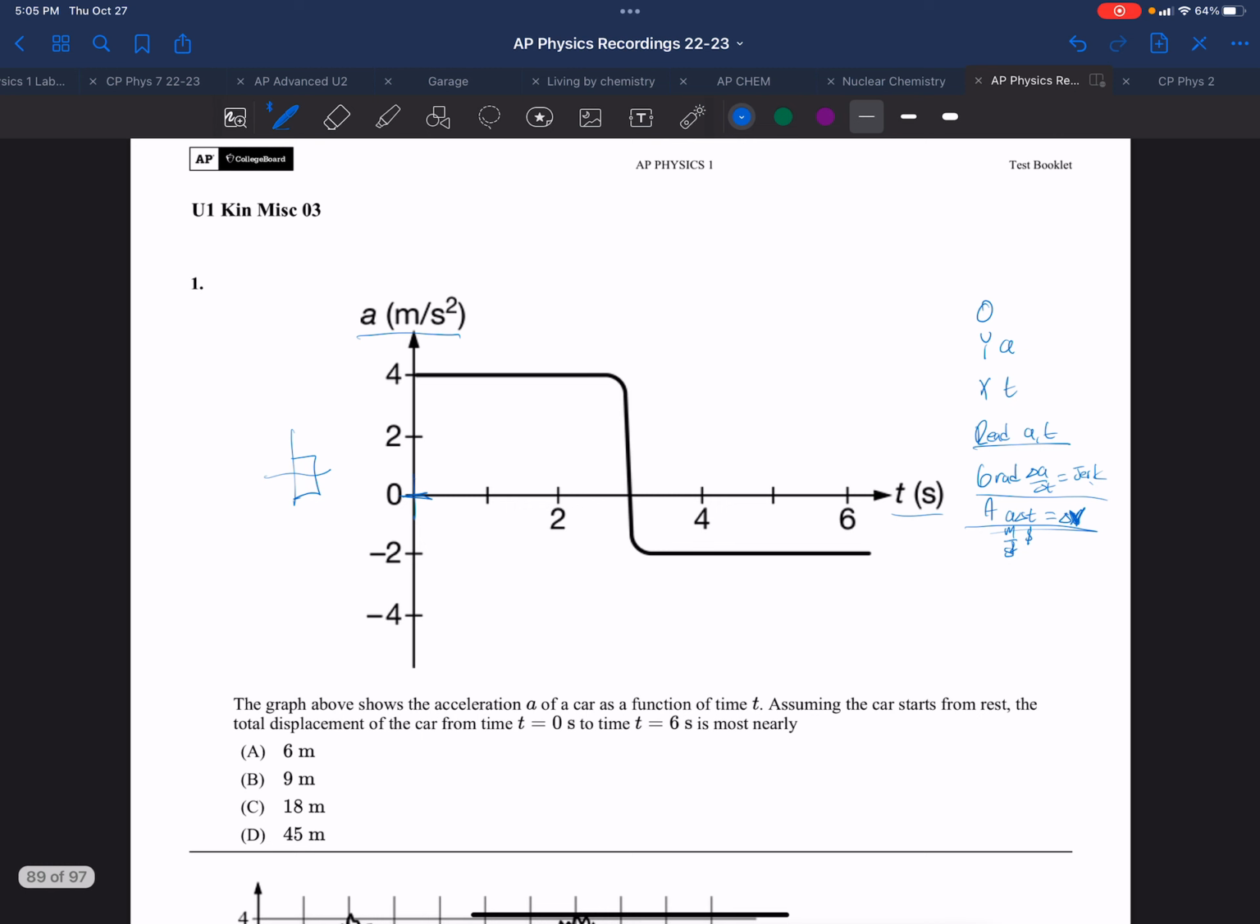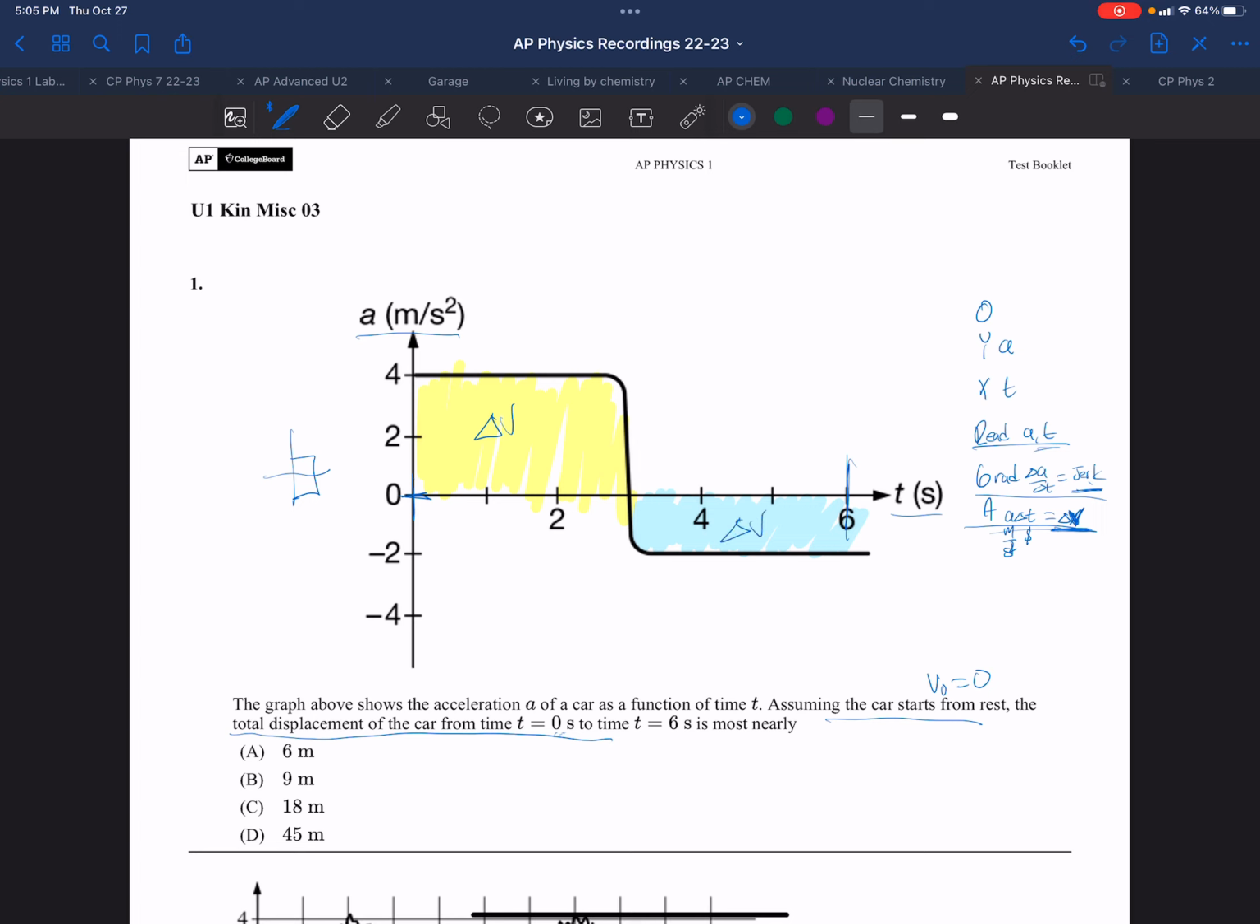So we're asked to assume that it starts from rest, so V0 equals 0. We want to know the displacement of the car. Now, displacement, you'll notice, is not one of the quantities we have here. So from time 0 to time 6, we have acceleration for a time, and we might then notice that the acceleration has an area which will give us the change in velocity. And then there is a negative acceleration, which will give us another change in velocity.